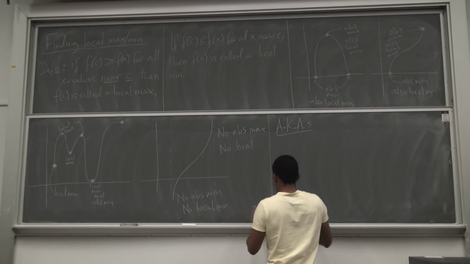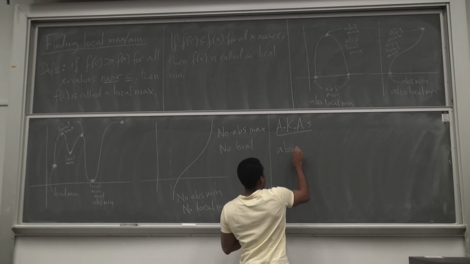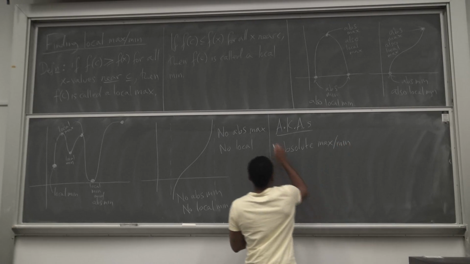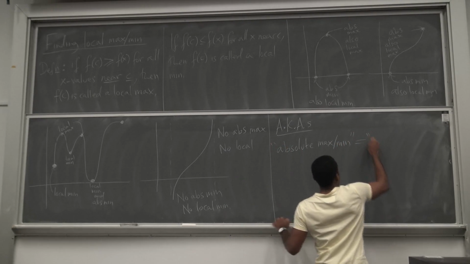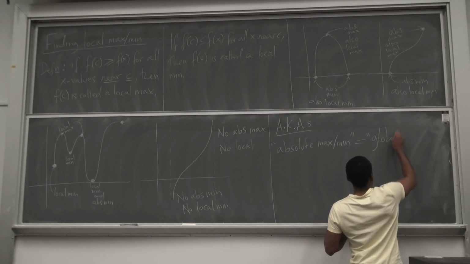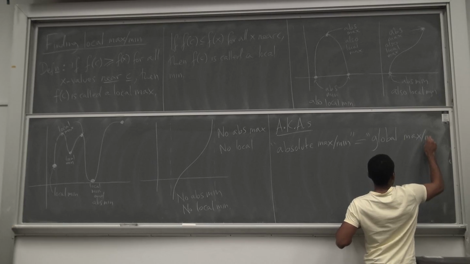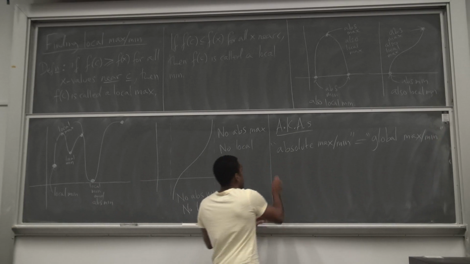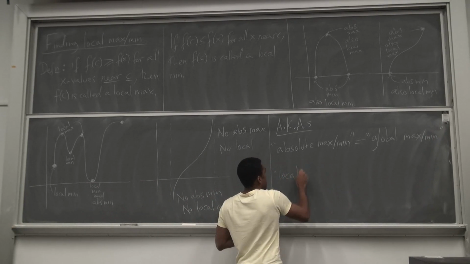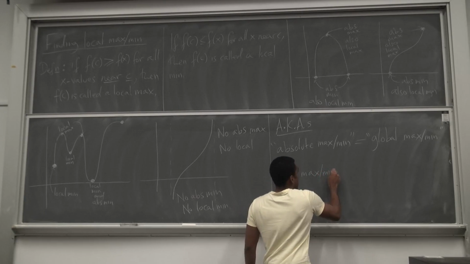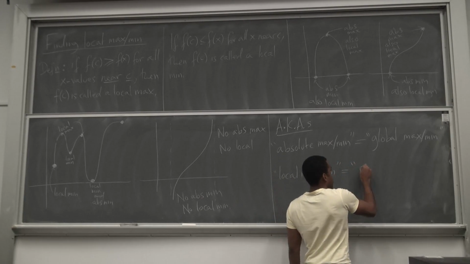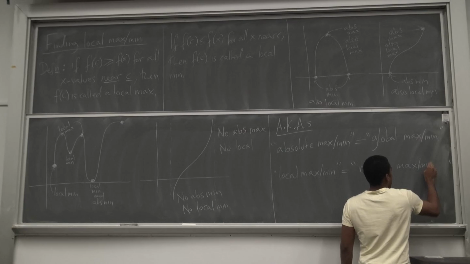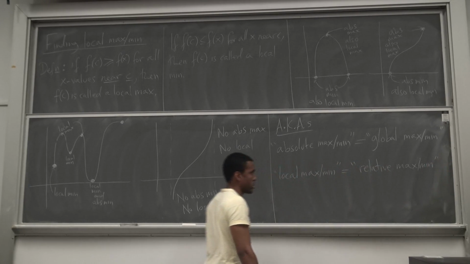Just so you don't confuse, I want to tell you some other names for them. Absolute max and min are sometimes called global maximums and minimums. Global is kind of like you're looking at the whole thing. Whereas if we talk about local max and min, your textbook might also call those relative maximums or minimums. So it's just different terminology for the same thing.